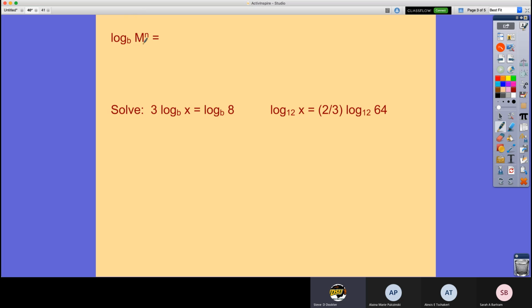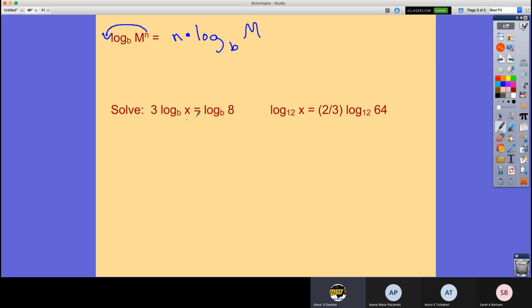All that we do whenever we have a power here, we can pull it out in front. So this becomes n times log b of m. So whenever you have an exponent, bring it out to the front. Or if you have a number out in front, you can always bring it up to the exponent. And those reverse each other.